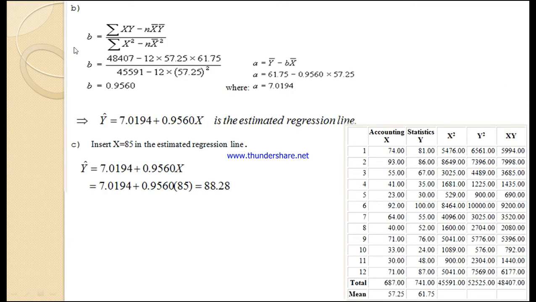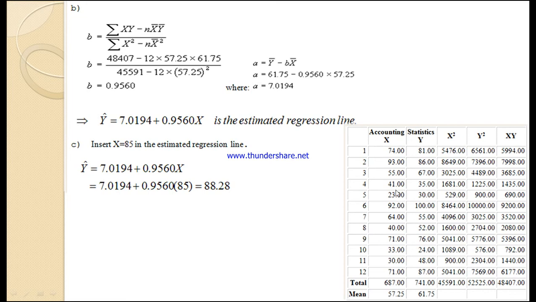Let us proceed to the calculation of B. The formula we use to calculate B is this one. B is equal to the sum of xy minus n times x bar times y bar, all over the sum of x square minus n times x bar square. Let us substitute figures from the given data.